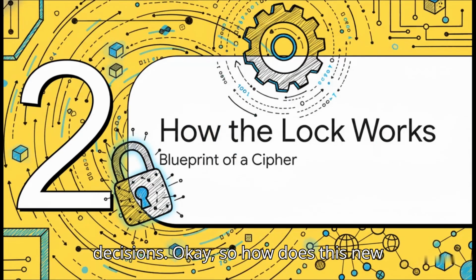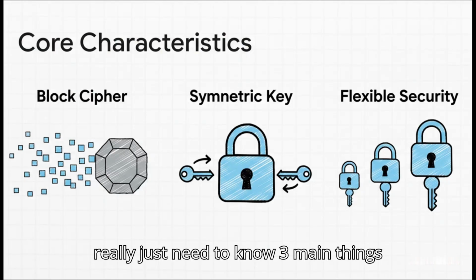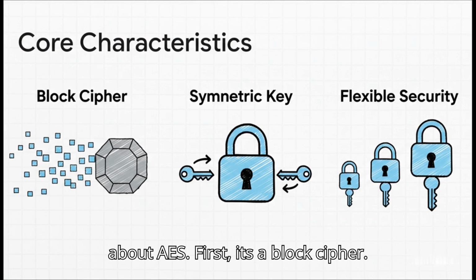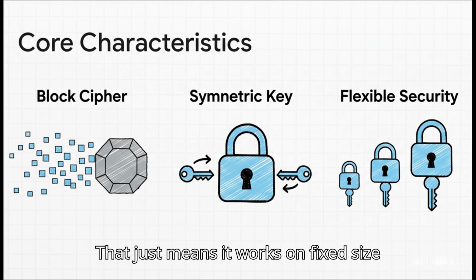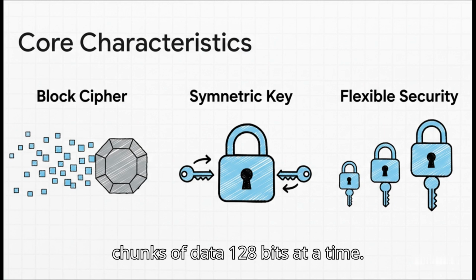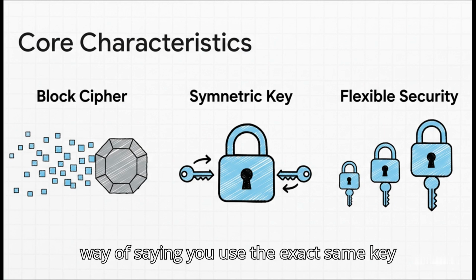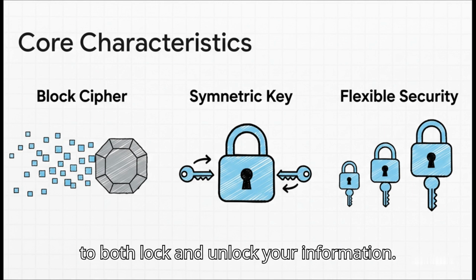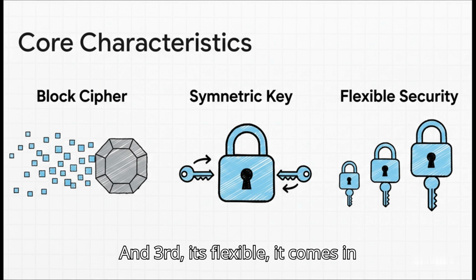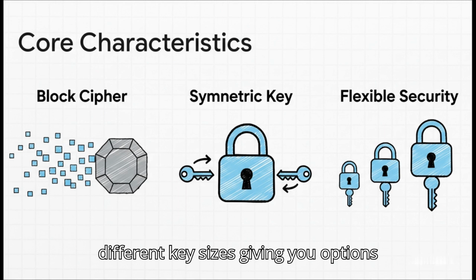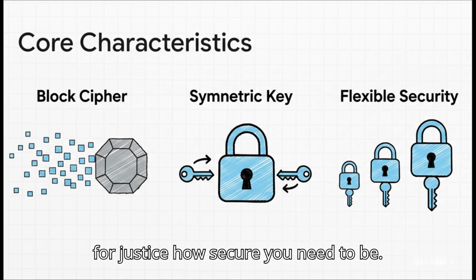Okay, so how does this new, super strong lock actually work? We're going to skip the really deep, heavy math, but let's take a look at the basic blueprint to see what makes it tick. You really just need to know three main things about AES. First, it's a block cipher. That just means it works on fixed-sized chunks of data, 128 bits at a time. Second, it's symmetric, which is a fancy way of saying you use the exact same key to both lock and unlock your information. And third, it's flexible. It comes in different key sizes, giving you options for just how secure you need to be.